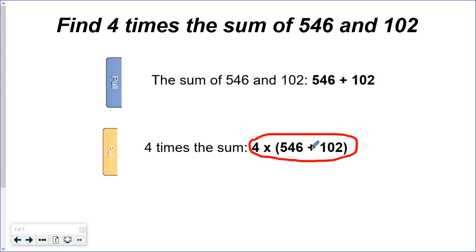So since this is an addition problem that needs to be done first, I'm going to put it inside parentheses. And that tells me I have to do this first before I multiply by 4. Okay, so this is what we're doing for today.